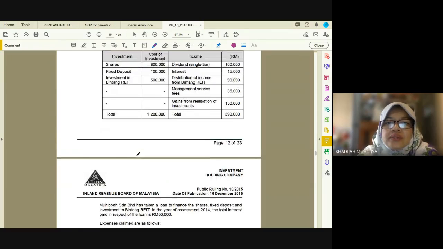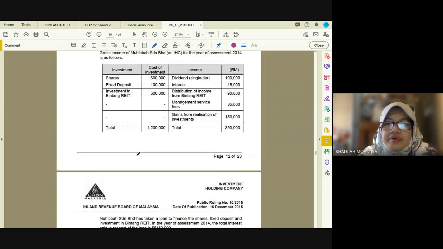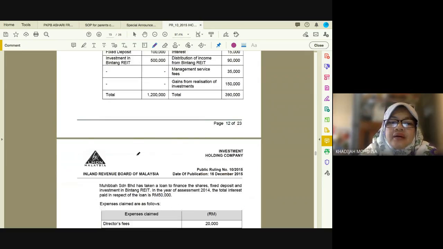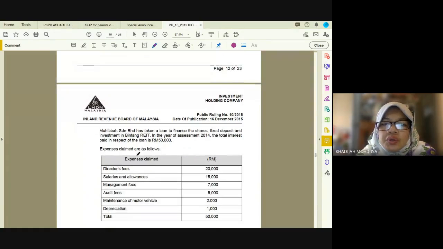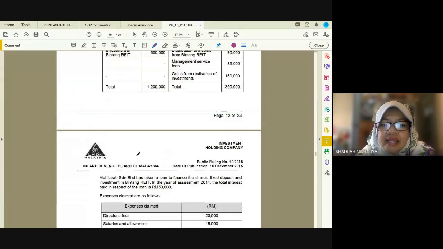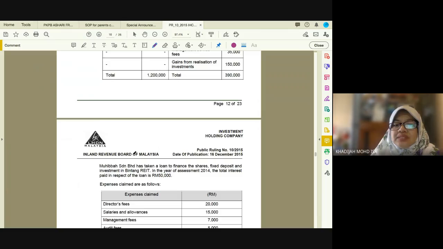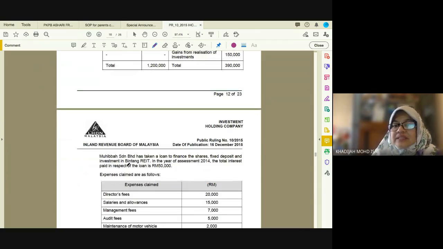Okay. So what do you see here? You see you have your income, all right, management service fee. No expenses yet. Right, and then Muhibah Sembar had taken a loan. All right, now you have a loan to finance the shares, fixed deposit, and investment. So remember that in order for you to have all this investment, the company will take a loan, and total interest for the loan is 50,000. So this 50,000 is the interest on the loan.